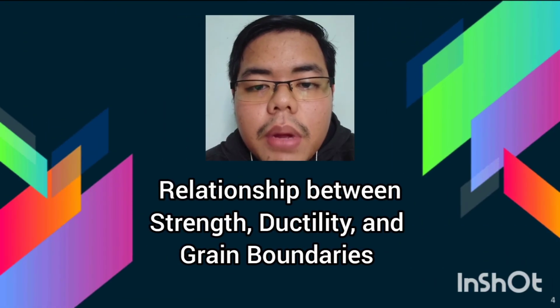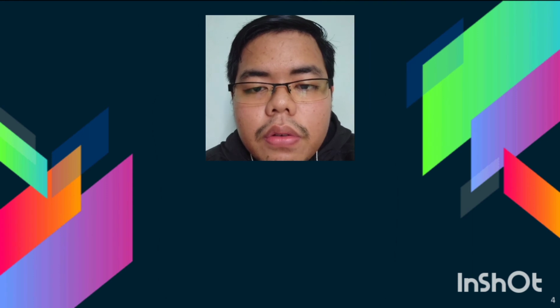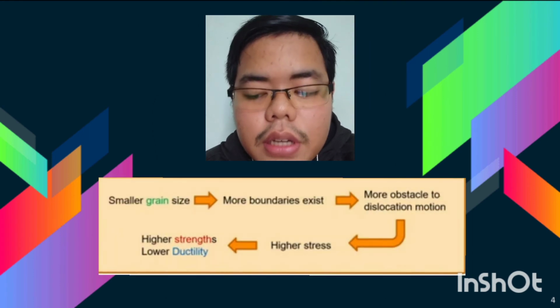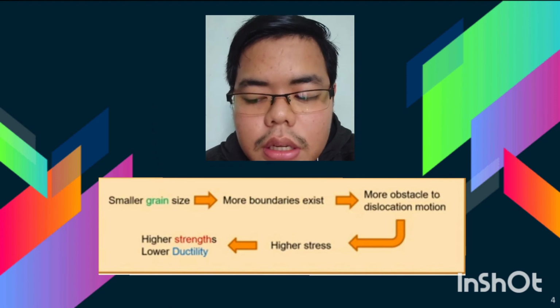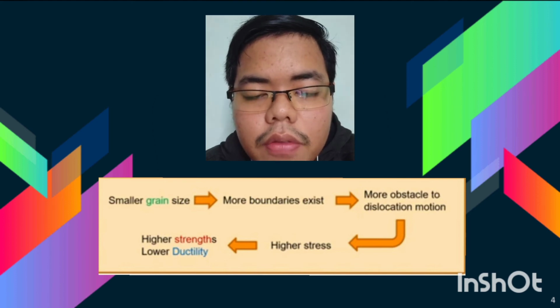I will explain about the relationship between the strength, ductility, and the grain boundary. So first of all, the smaller grain size will make more boundaries exist. When more boundaries exist, there are more obstacles to dislocation movement. So it will make the higher stress, and finally it will make high strength, lower ductility.